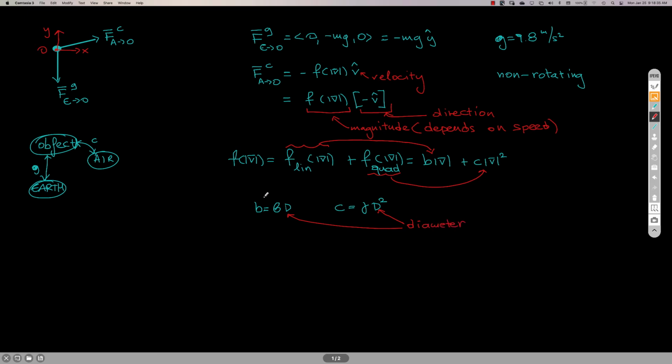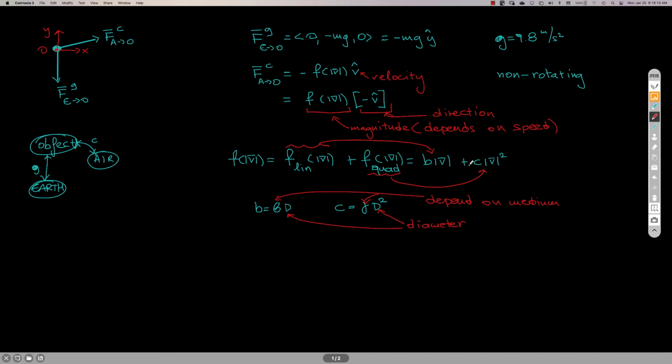and the coefficients beta and gamma depend on the nature of the medium. Like, is it air? Is it a different kind of medium where your object is moving? And I can make a note. So these two depend on the medium. Now you can see that c depends on the diameter of the object squared, whereas b has only linear dependence on the diameter of the object.